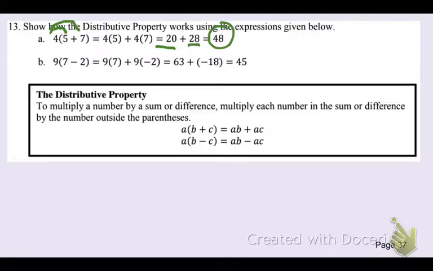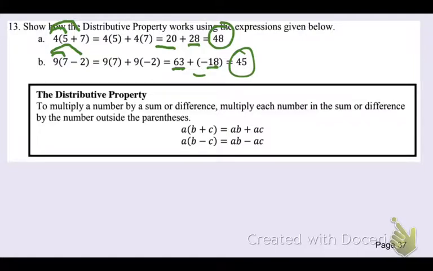All right, let's look at the next one. The only difference is now instead of addition, we're subtracting. So we're distributing this 9 to the 7 and the 9 to the 2. And there it's 9 times 7 equals 63. And then we have that negative sign. So 9 times 2 equals 18. So we're subtracting between. So 63 subtract 18 gives us this 45.